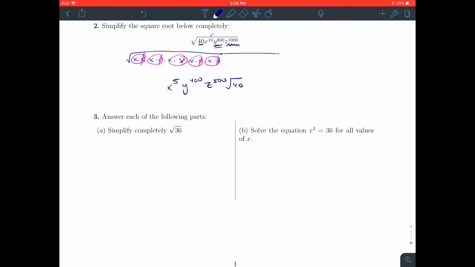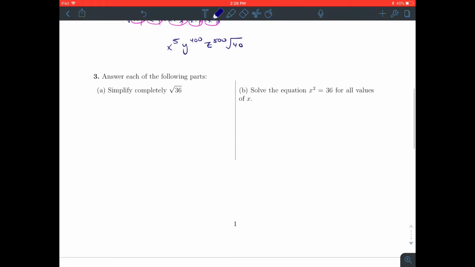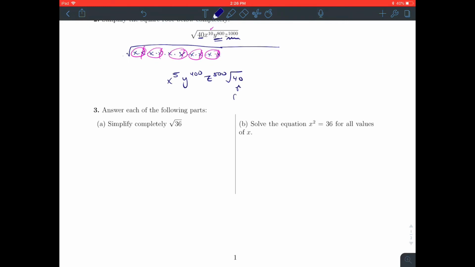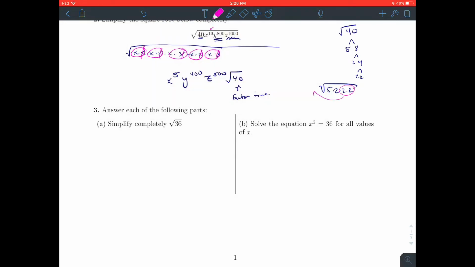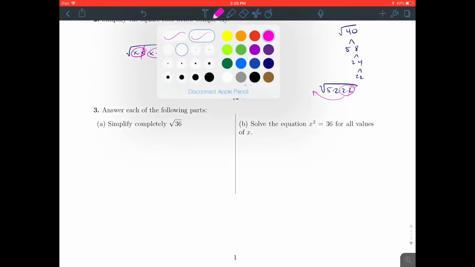Just like we talked about in class today, square root of 40 is not the final answer, right? This part can actually be simplified by using a factor tree. So let's break down root 40. So 40 can be broken down into 5 and 8, 8 into 2 and 4, 4 into 2 and 2. So we get root 5 times 2 times 2 times 2. We're looking for twins here. We've got a pair of 2's. So one 2 will get out, one 2 will die.